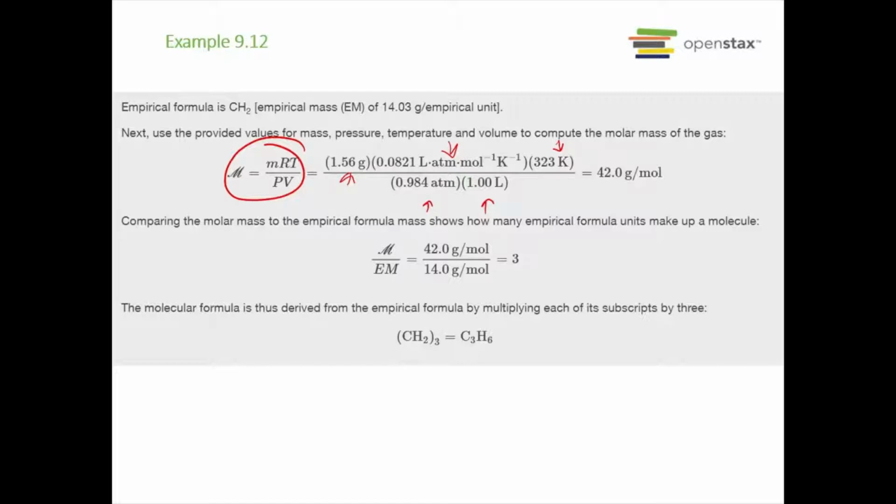And so we put all that in, and we can see liters cancel, ATM cancel, Kelvin cancel, and we get grams times inverse moles, or grams per mole. And we get 42.0. So we take that molar mass, divide it by the empirical mass, factor of 3. So we multiply all of our subscripts by 3, and we get the molecular formula of C3H6.